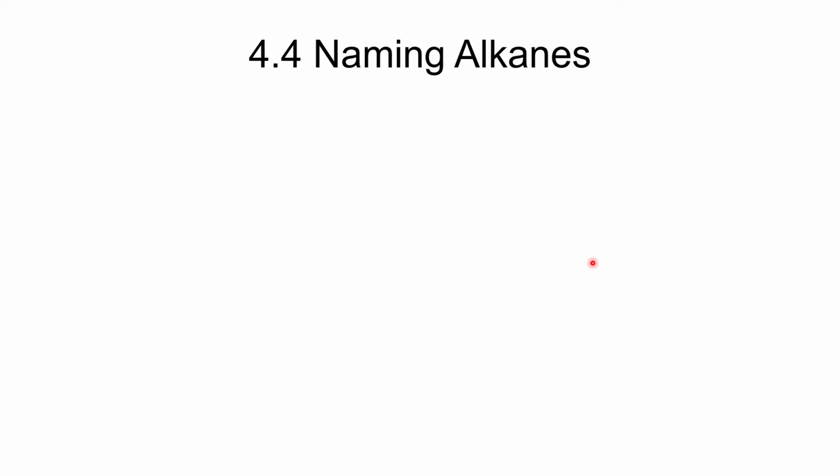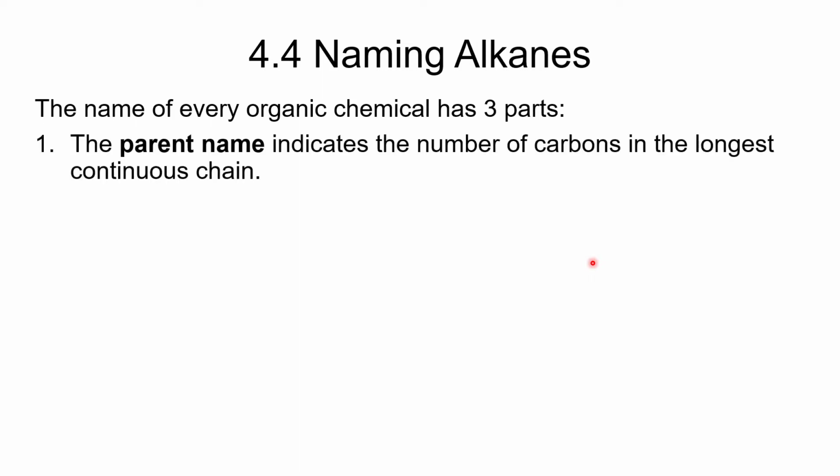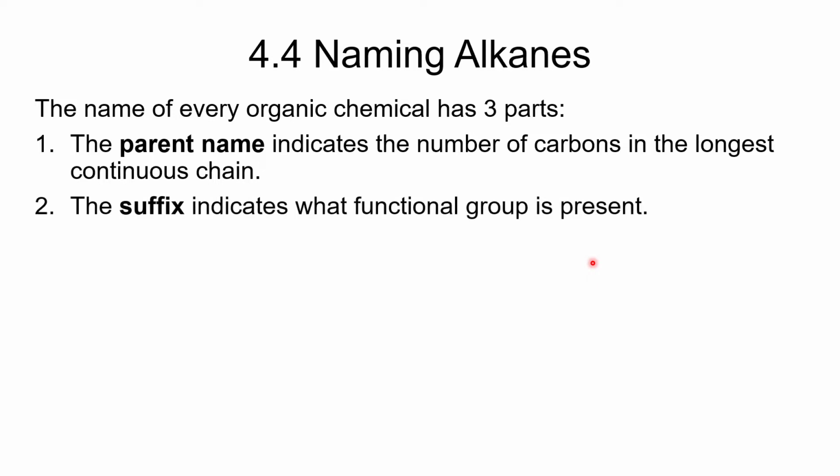All right, so let's look at naming some alkanes. Every organic chemical is going to have three parts. The first part is going to be the parent name, and it has the number of carbons in the longest continuous chain. We're also going to have the suffix, and so that of course goes at the end, and the suffix tells us what functional group is present. For this particular chapter, -ane is our functional group because it's alkanes.